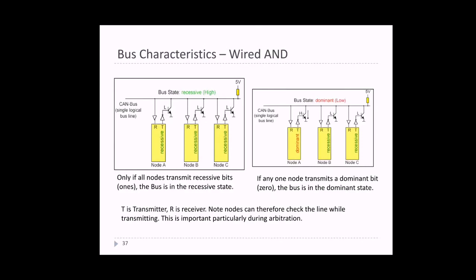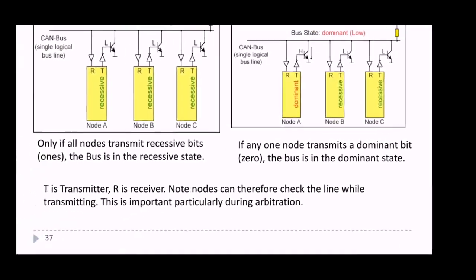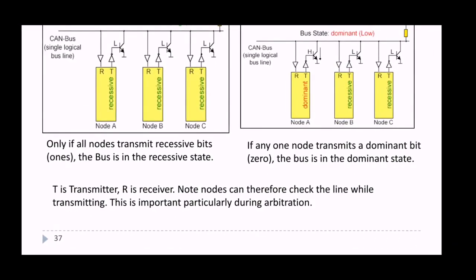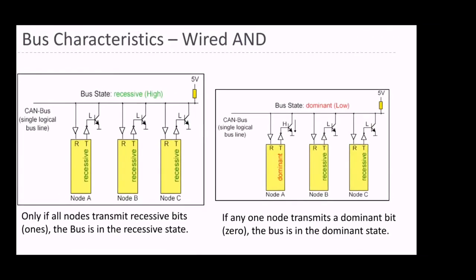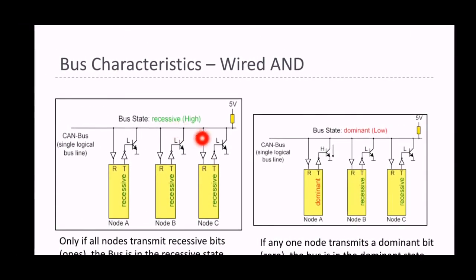So here are the bus characteristics. Before that, you can look at this: T is a transmitter, R is a receiver. Note: nodes can therefore check the line while transmitting. This is important, particularly during arbitration. Here is the bus state, recessive and dominant. When the high bit is transmitted, all will be recessive. If any one is a dominant bit, the bus will be dominant; here it is recessive, so it takes to be recessive.